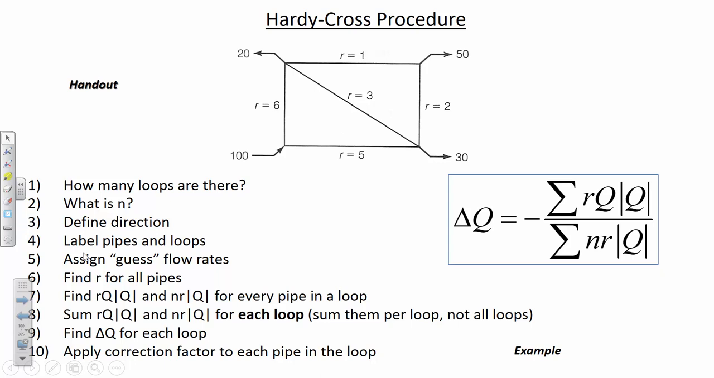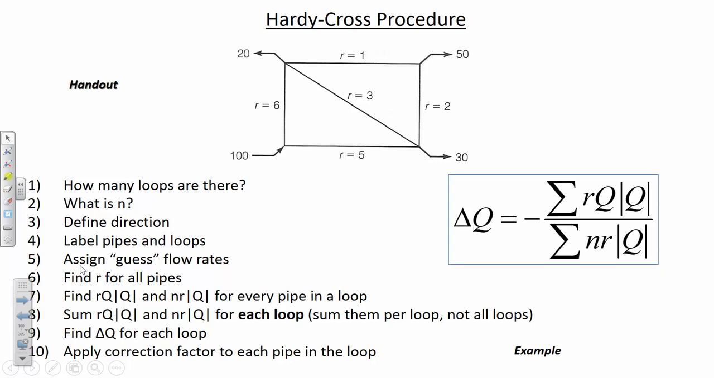Okay, I'm going to pause for just a moment. And what I'd like you to do, that's a pitiful arrowhead. That's a little bit better. All right, we've got 20 going out at that junction, 50 going out here, 30 going out, and 100 going in.